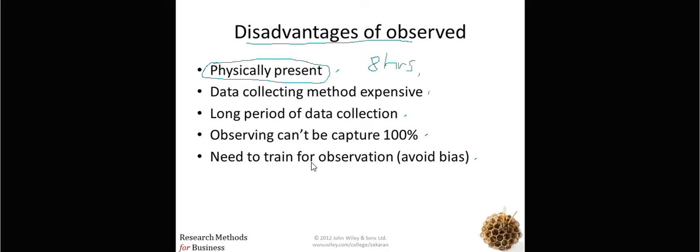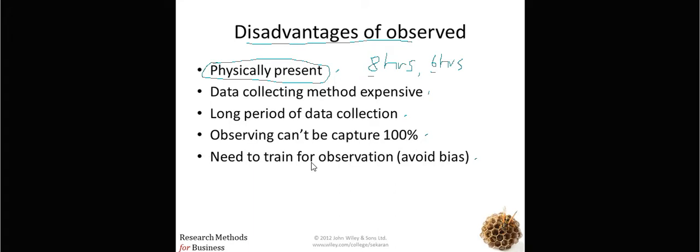Okay. So kalau dia ada working 6 hours, so is 6 hours, you kena present that place. You kena ada, tak boleh macam cheap small. Sekejap dia ada, sekejap tak ada, tak boleh. Number two, collecting data is expensive.